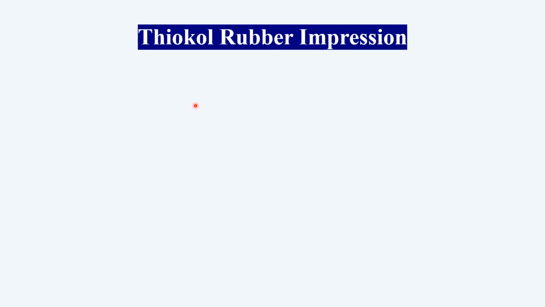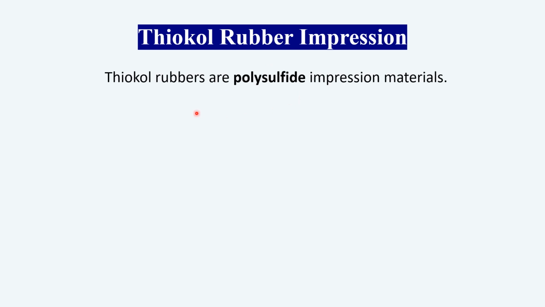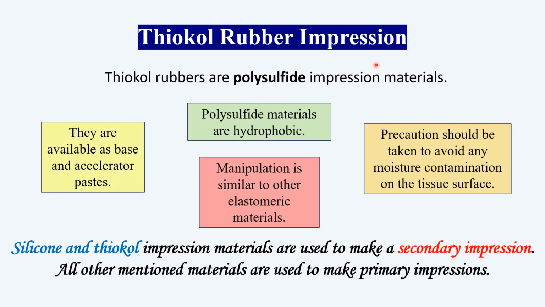Next, to the last, we reach the thiokol rubber impression. Thiokol rubbers are basically polysulfide impression materials. Now, polysulfide materials as such are hydrophobic. Okay, so they are very hydrophobic in nature. They are available as base and accelerator paste. So manipulation is similar to any other elastomeric material. Precaution should be taken to avoid any moisture contamination on the tissue surface since they are hydrophobic. Now, silicone and thiokol impression materials can be used as a secondary impression, and all other mentioned materials are used to take primary impressions.